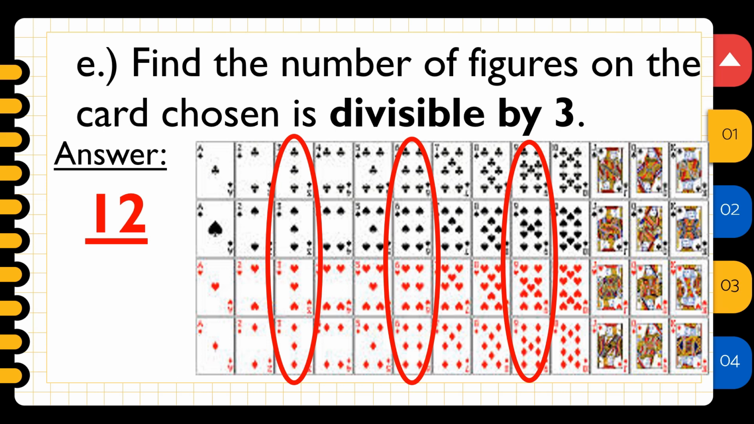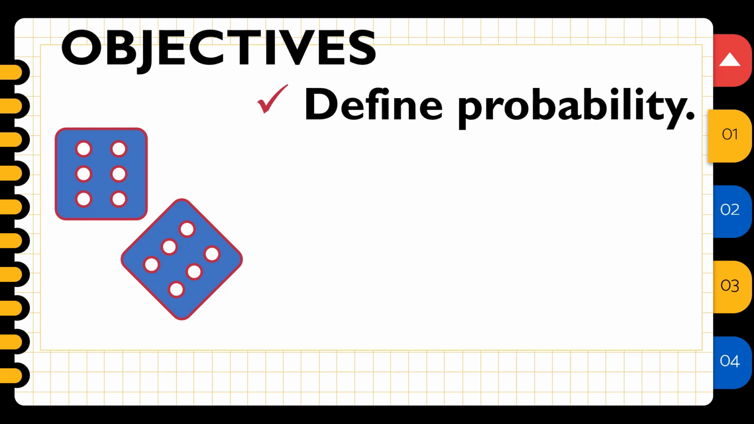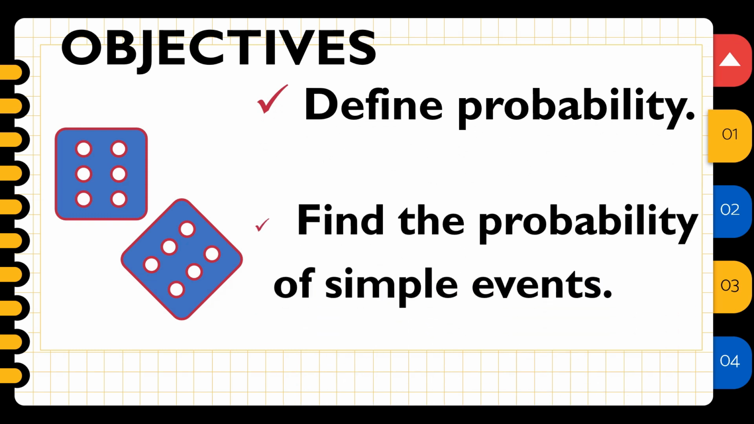Okay, great job everyone. Now we move on to the next part. Okay, our objectives for today are number 1, define probability. Number 2, find the probability of simple events.